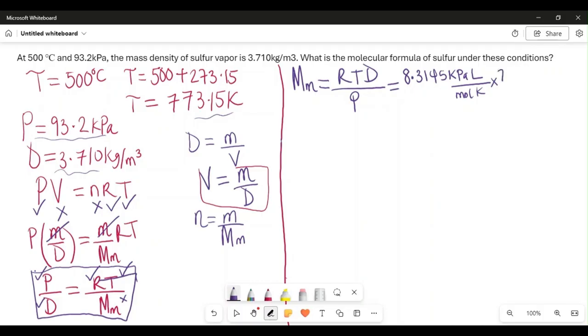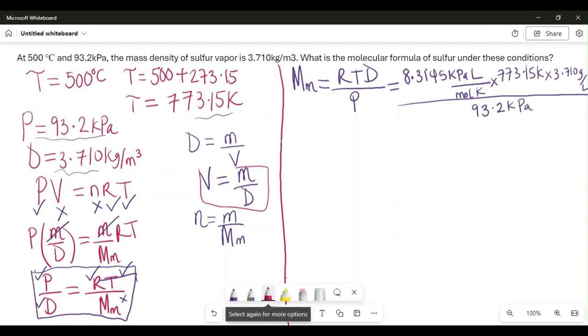And you've got temperature to be 773.15 Kelvin times the density to be 3.710 gram per liter. All of that information divided by the pressure, 93.2 kilopascal. So we're going to cancel out the liters, the Kelvin, and the kilopascal. And what we're going to end up with is just having the gram right here and the mole right here.